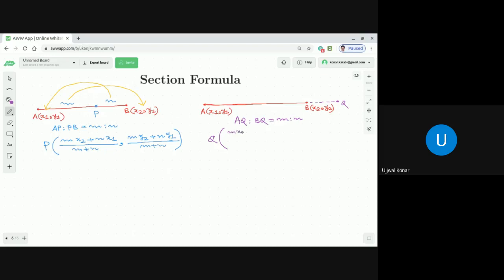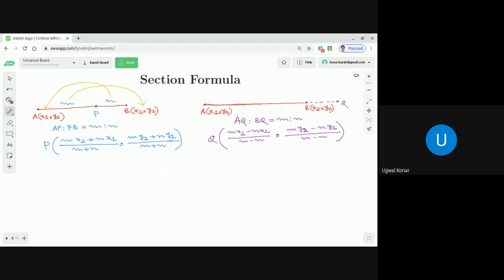It is m into x2 minus n into x1 divided by m minus n, and m into y2 minus n into y1 divided by m minus n. So what you see on the left hand side, dear students, is known as the internal section formula, and the right hand side is called the external section formula. Section, division, the way you can name it. So it is internal, what I can say, dear students.